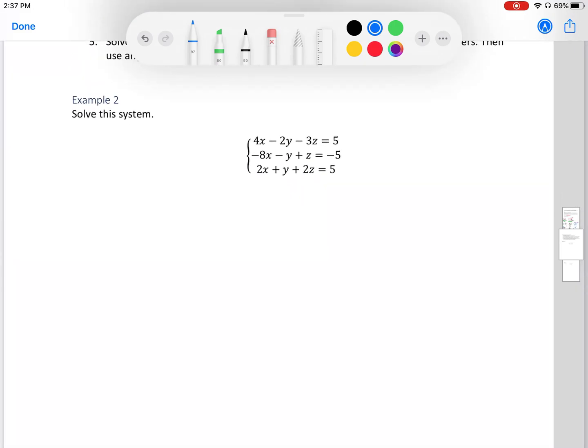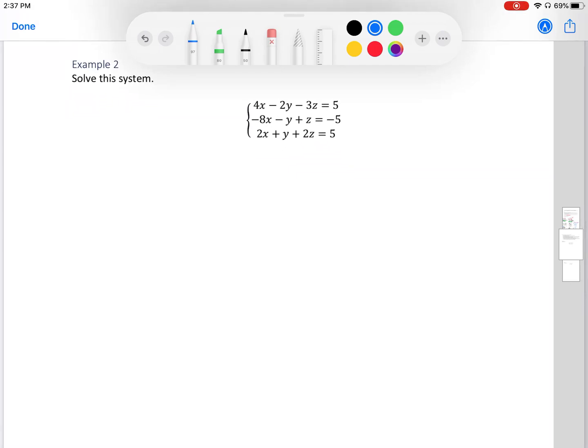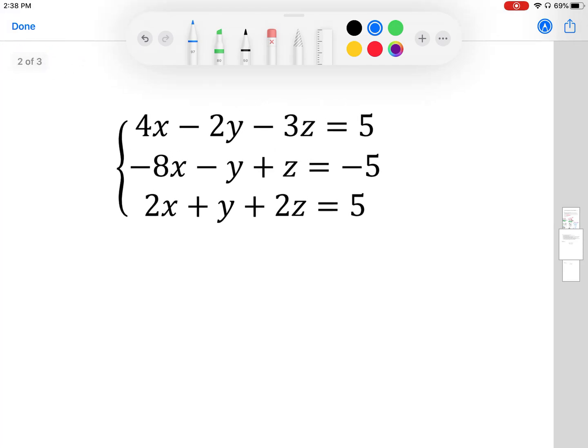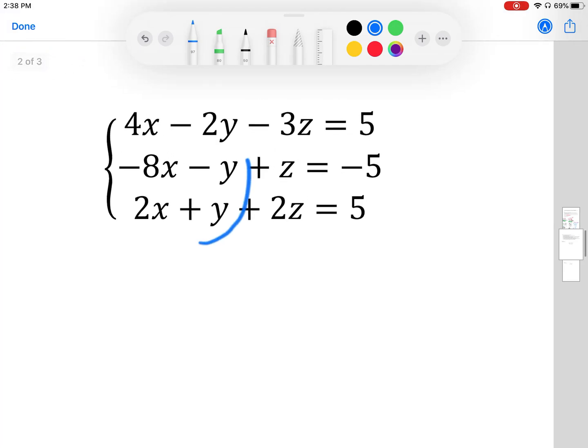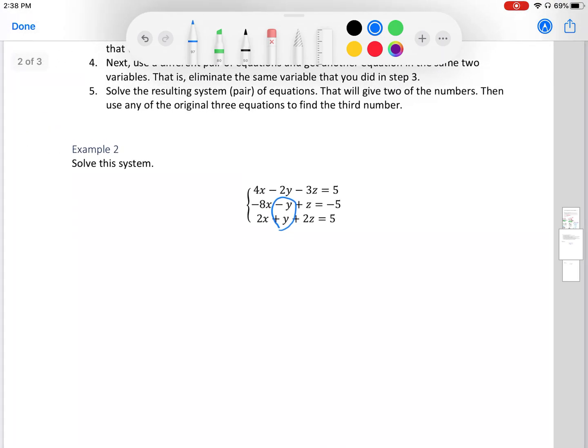Let's take a look at this problem. So we want to eliminate the same variable twice. These y's catch my eye. Okay, let's eliminate those y's. And I'd like to number my equations, equation 1, 2, and 3. So I'm going to take equations 2 and 3, and I add them to eliminate y.